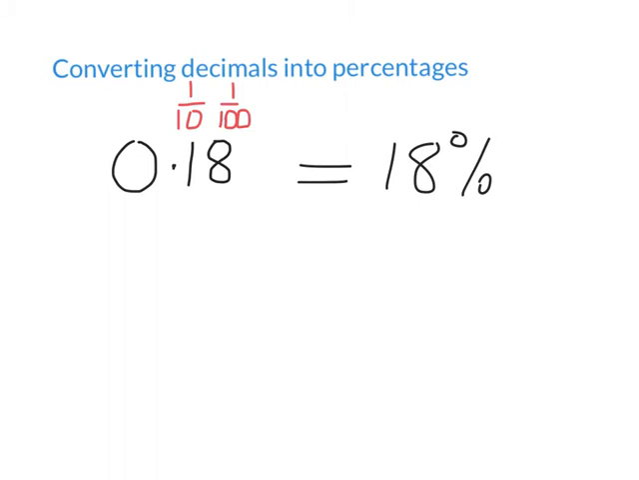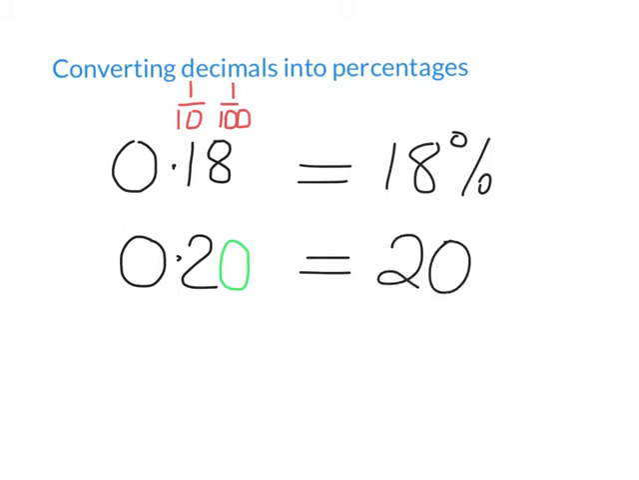Then if I'm going to think of another one, I might think of 0.2. That's my decimal. I haven't got any hundredths in that number, but I could put in a 0 there, and now I can see that that is 20%. So if I want to convert a decimal into percentage, I need to think about the place value of the decimal, thinking up to the hundredths.